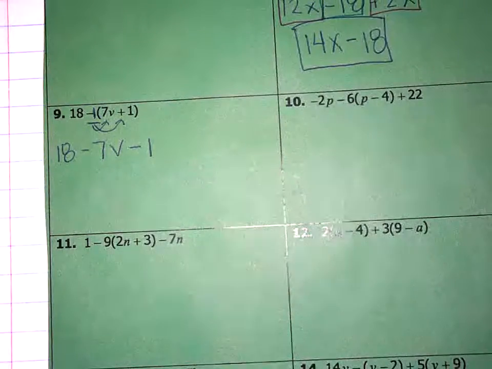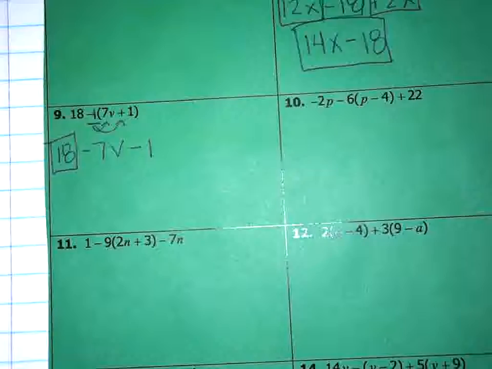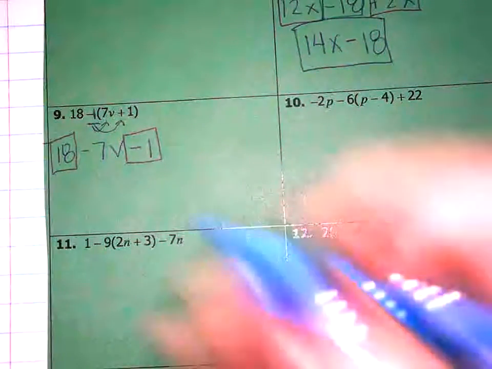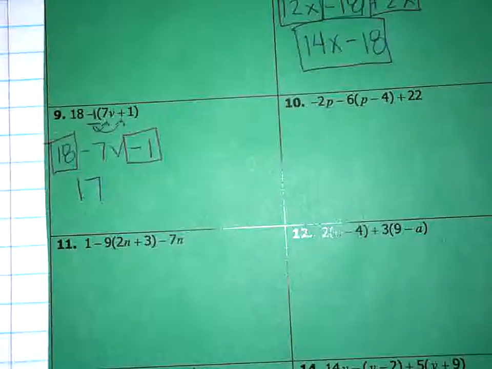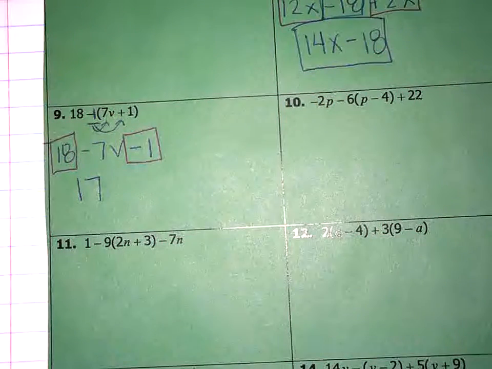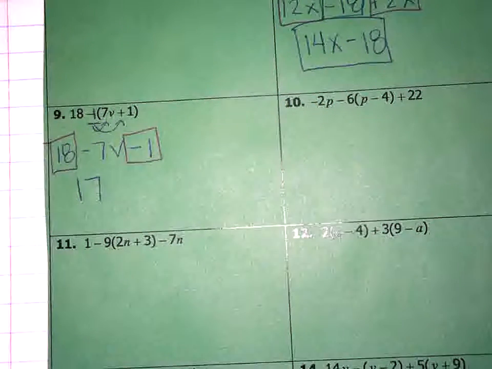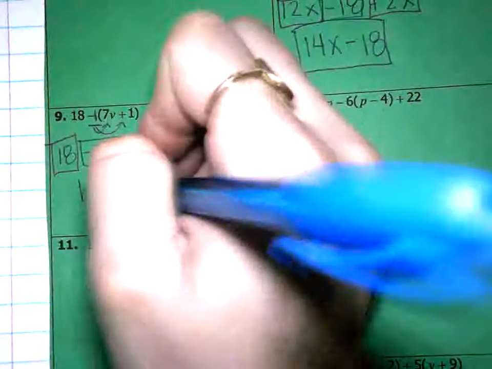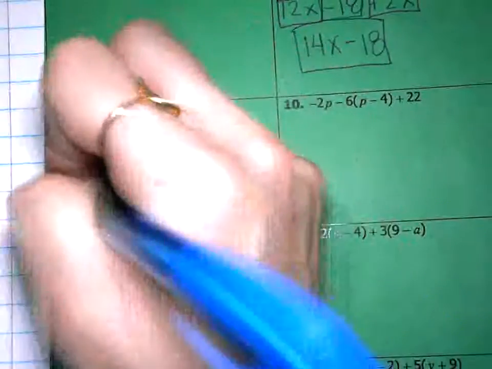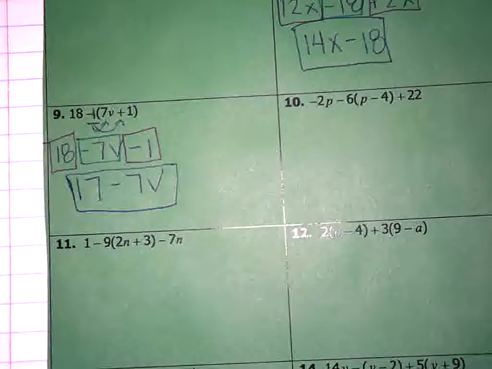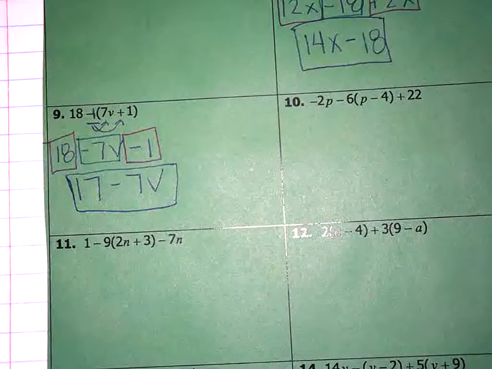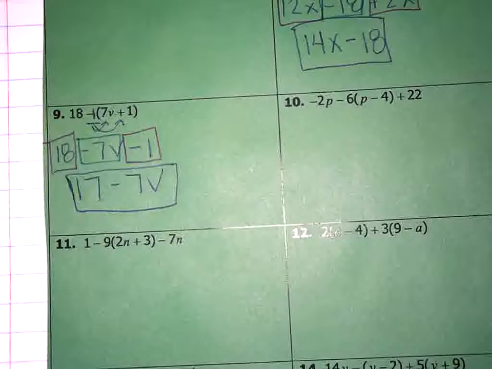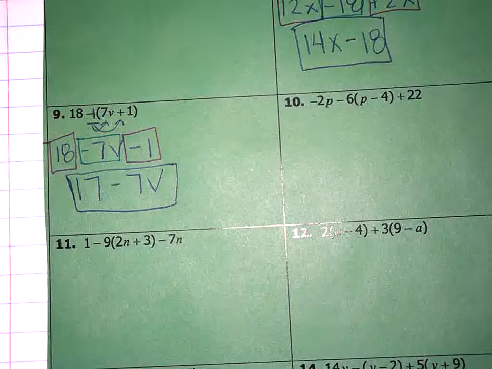What's my first term? 18. And what can I combine with 18? 18 minus 1 is? 17. And then what is my next term? Minus 7v. Anything to combine with that? Nope. So I just bring it down and write it down with it. Questions on that at all?